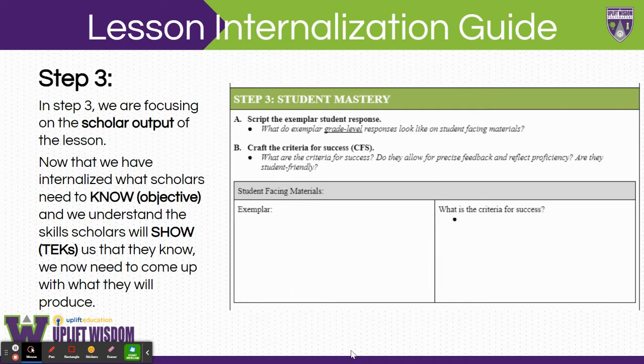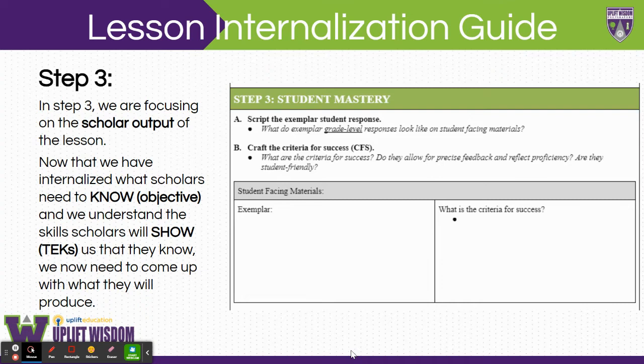Now that we have internalized what our scholars need to know, which is that objective, because that's what they need to know by the end of the lesson, and we understand the skills scholars need to show, which is the TEKS, those are the skills that they need to show us. We now need to come up with what they need to produce.